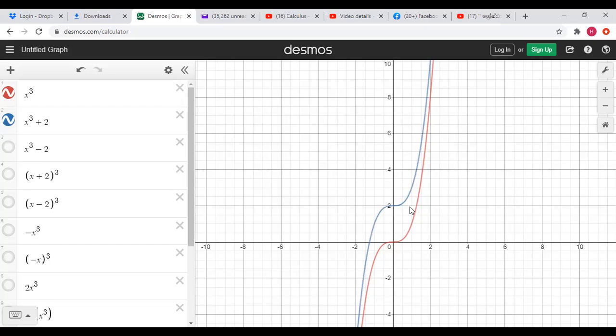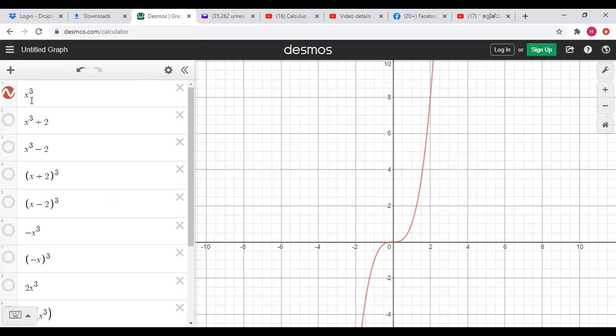See, this blue line is f(x) plus 2, x cube plus 2. If it is x cube minus 2, what do you expect? This red line, we hope this red line will go down 2 units to negative 2. Let's see if it's true. Yes, so it goes down. Now, I'm going to take away those two graphs.